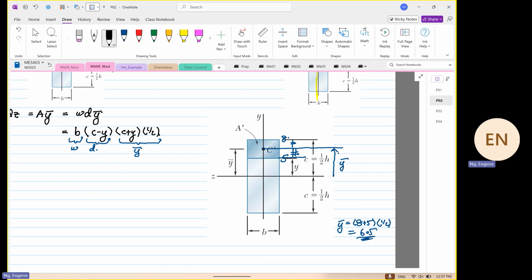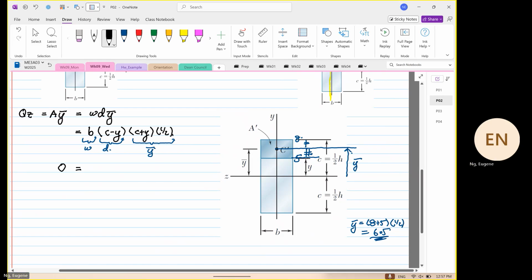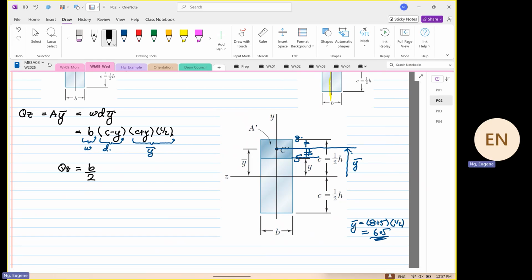Anyway, I'm sorry. So from here, we have QZ is equal to B over 2, and then we have C squared minus Y squared.